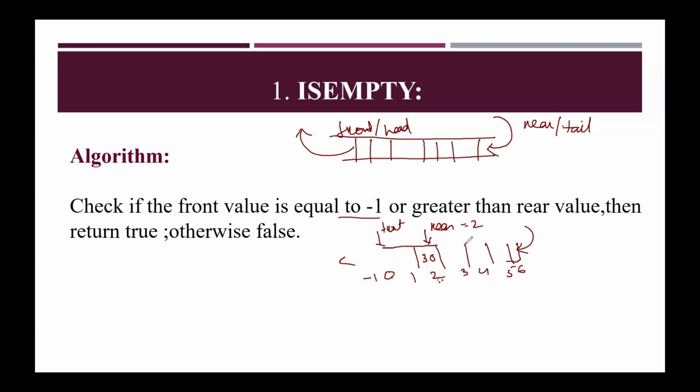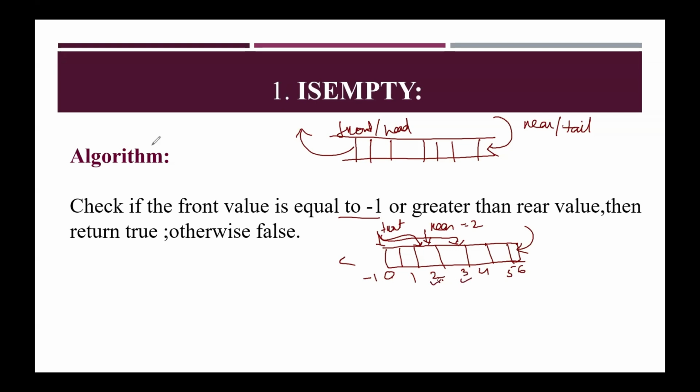Whenever we delete the second value, front points to the third value, that is 30. Again, we delete this value. Once we delete this value, then what happened? Whenever we perform deletion, we increment the front. Right now, front is 3, rear is 2.